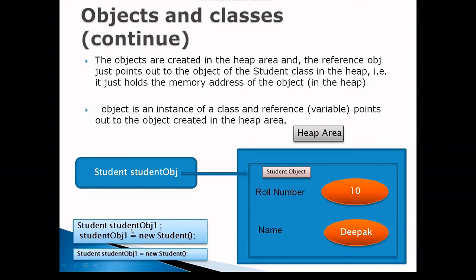First one is Student obj1. Student obj1 is equal to new Student. When we assign this new Student, it becomes an object. People generally get confused here. See, this student obj1 is a reference. Here you can see in the diagram that student obj is a reference, and it is pointing to the object which is present in the heap area. So this is an object.